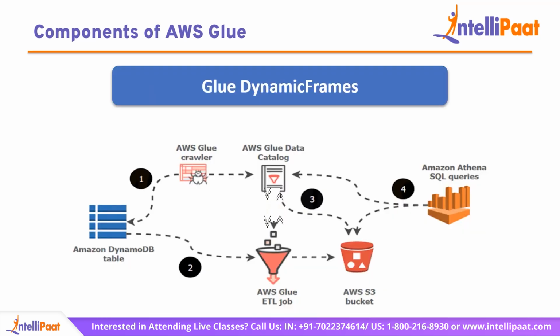The next feature provided by AWS Glue is Glue Dynamic Frames. Glue Dynamic Frames is a distributed data structure used in AWS Glue for data transformations. It provides an abstraction layer on top of the underlying Apache Spark framework, allowing efficient and scalable data processing. Dynamic frames enable easy manipulation, filtering, aggregation, and data enrichment during the transformation process.